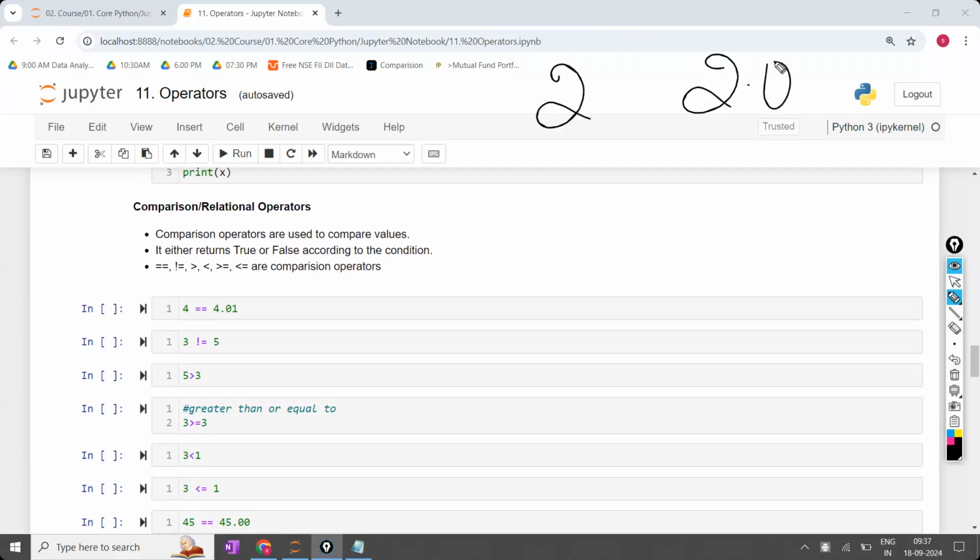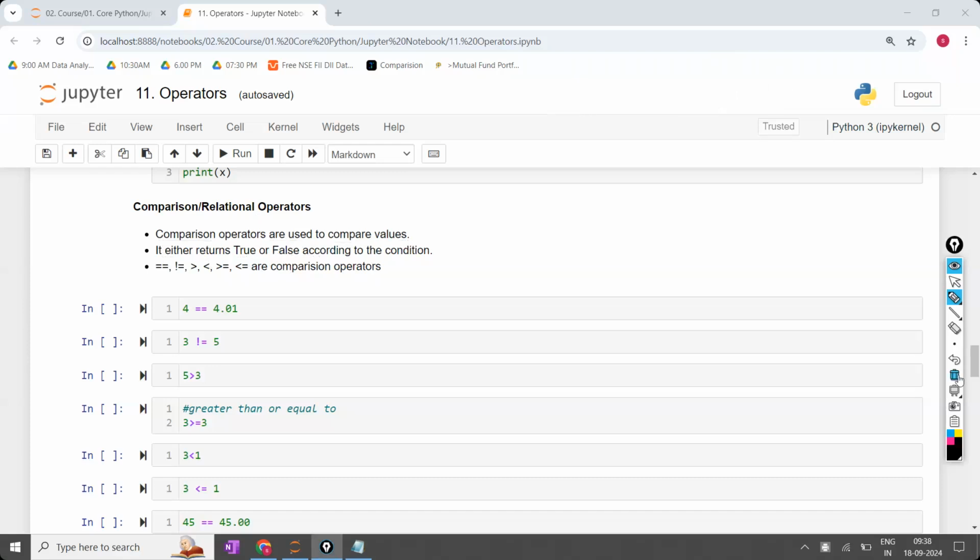2 and 2.0 value wise both are same, data type wise both are different. Now I am comparing the value, not the data type. So comparison operators are used to compare the values. It either gives true or false. The output will be either true or false.